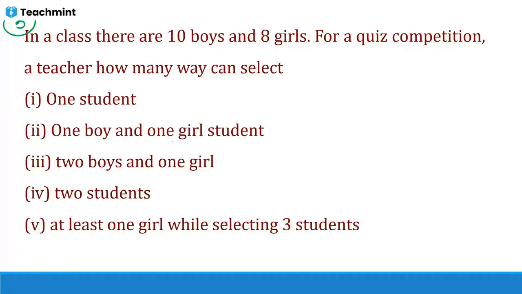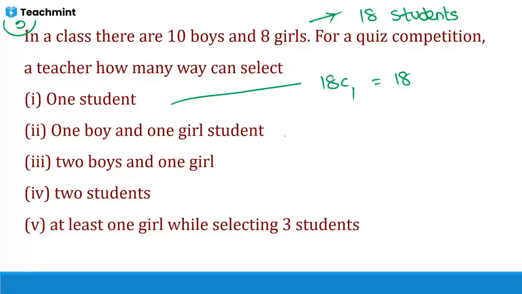We are asking 5 questions on this one data. 10 boys and 8 girls are there, which means a total of 18 students, right? You need to select one student. 10 boys, 8 girls, 18. One student selected means 18C1, which is nothing but equal to 18.